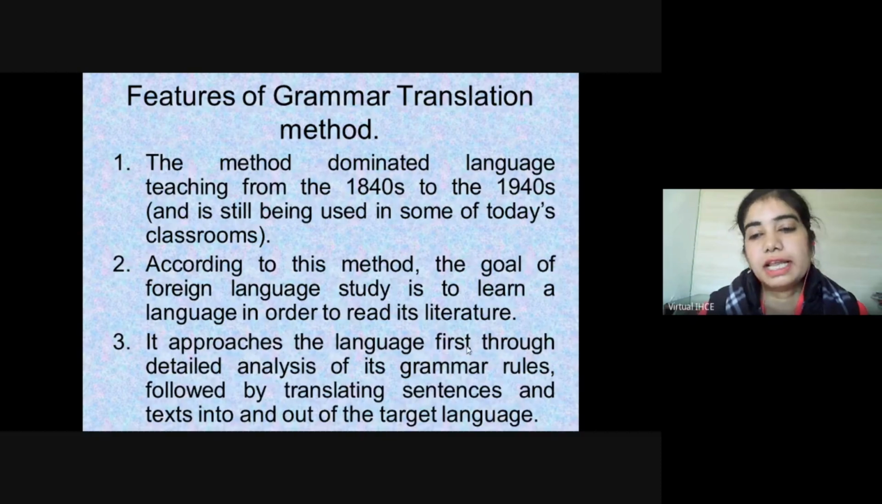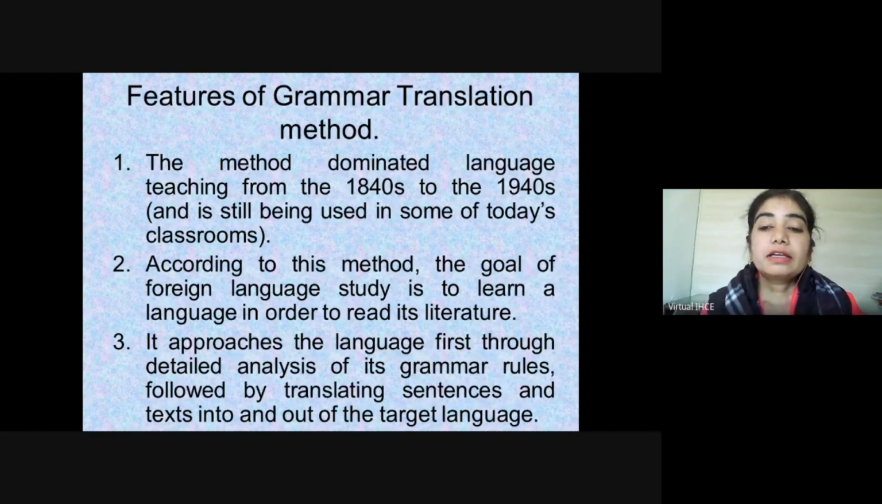It approaches the language first through detailed analysis of its grammar rules, followed by translating sentences and texts into and out of the target language. So what is there in this? Firstly, detailed analysis of the grammar rules. Rules means that the students are told to learn the definitions of grammar. They are told to learn the rules of grammar and learn them by heart, learn it thoroughly and then use it. How can you learn the rules or the definitions of a language and then acquire it?